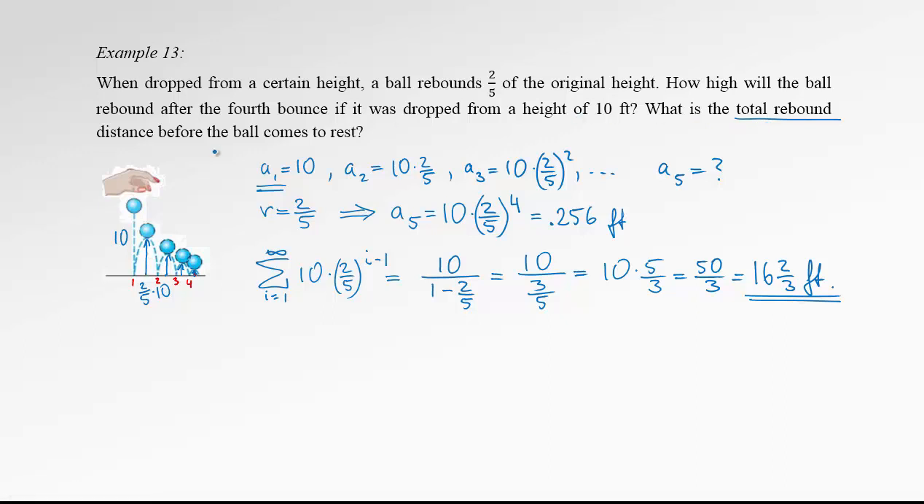Notice that the question didn't ask us about the total distance traveled by the ball. If that would be the question, we would have to calculate all those terms other than the first one twice, because the ball is going up and down, so it's twice for every entry except for the first one. But that's not difficult to calculate. You may want to do it as another exercise.